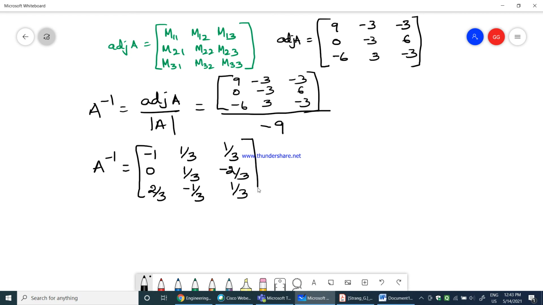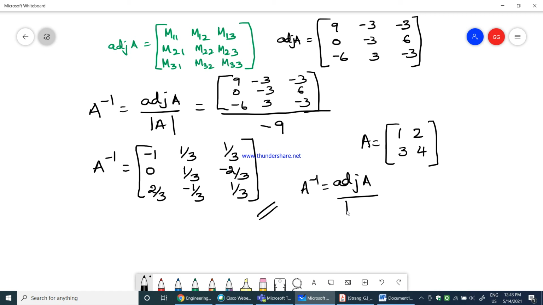So this would be the inverse of a given matrix, and this is how we calculate the inverse of any given 3 cross 3 matrix. Okay. Now coming to a 2 cross 2 matrix, for example, how to find the inverse. Now this is the 2 cross 2 matrix which we have. Again the formula is same. A inverse would be equal to adjoint of A divided by determinant of A.